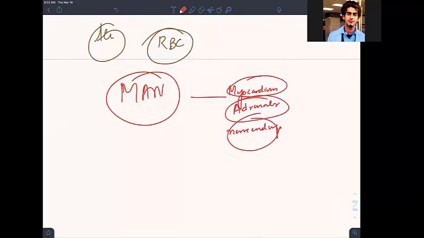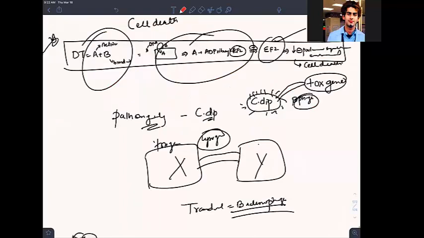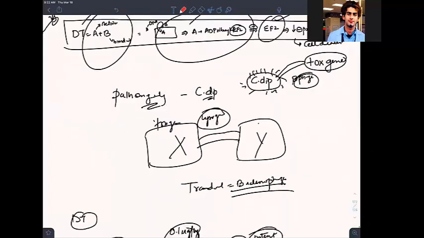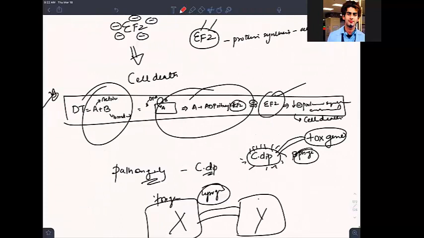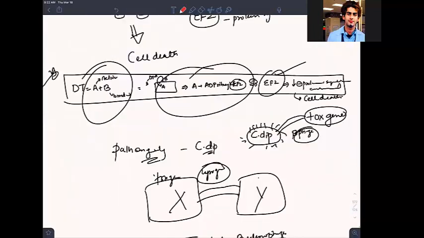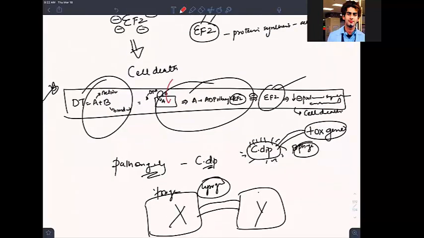Okay. So can you tell me, from your elementary cell physiology, what is the mechanism by which it is doing the internalization? What is this mechanism called? Receptor mediated endocytosis.